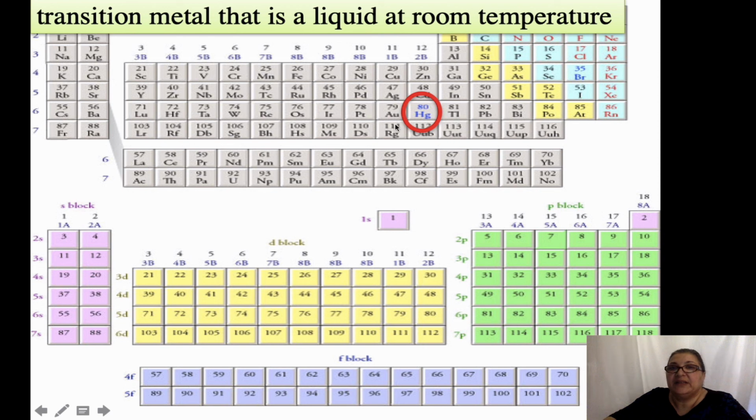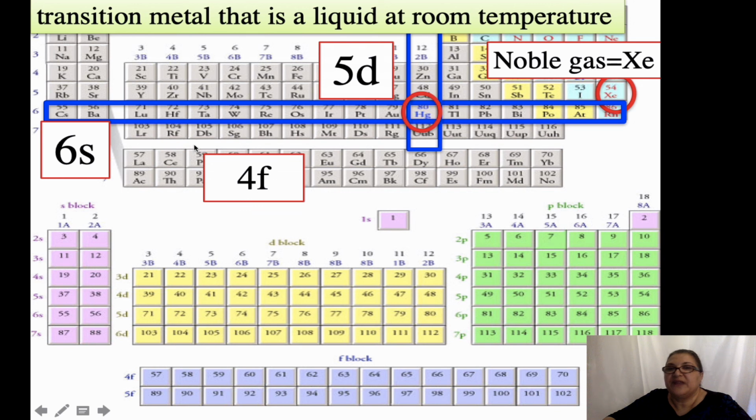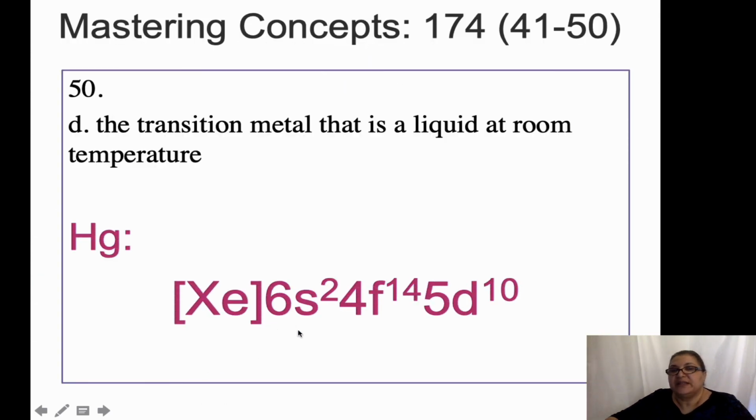Liquid. The liquid at room temperature is mercury, and the noble gas right before it is xenon. I keep saying neon, I'm so sorry. So the next ones will be 6s, 4f, 5d. So 6s2, 4f14, 5d, and then we count 1, 2, 3, 4, 5, 6, 7, 8, 9, 10. So 6s2, 4f14, 5d10. Okay, and that's the end of the slide.